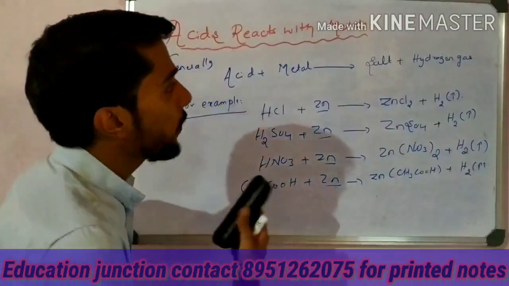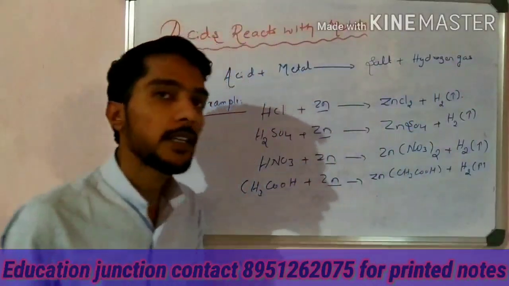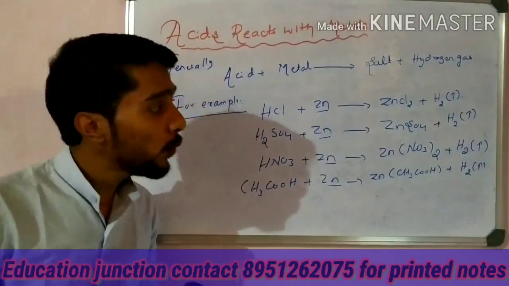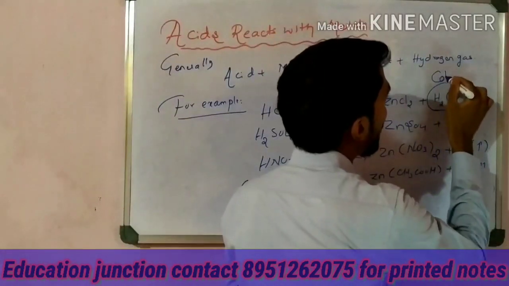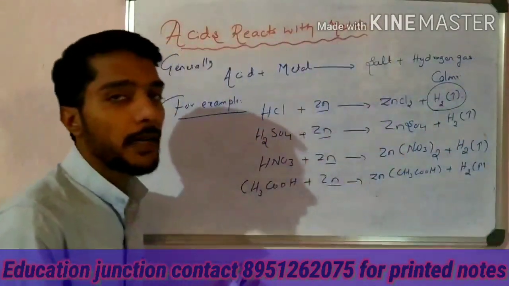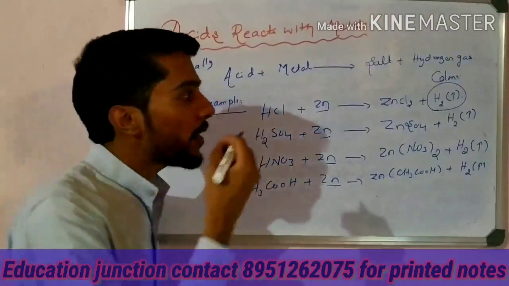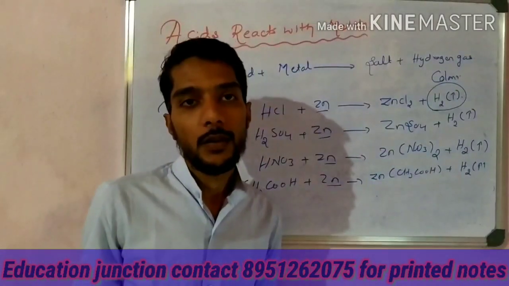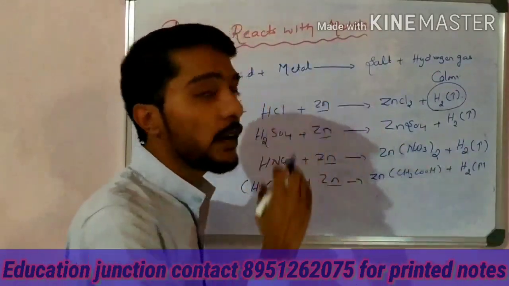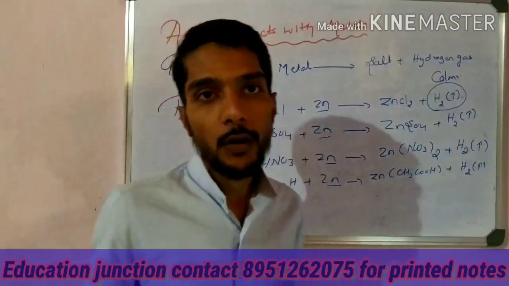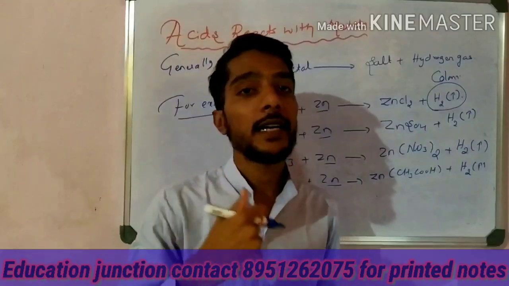Okay students, after this, we know that this is H2 gas, hydrogen gas is released. So one question arises: what is the color of this gas? When we do the practical, we observe the gas released. The color of that gas is colorless. If the gas is colorless, then how do we tell that the given gas is hydrogen? Maybe it is carbon dioxide, maybe sulfur dioxide, maybe nitrogen dioxide. How do we say that it is hydrogen gas?